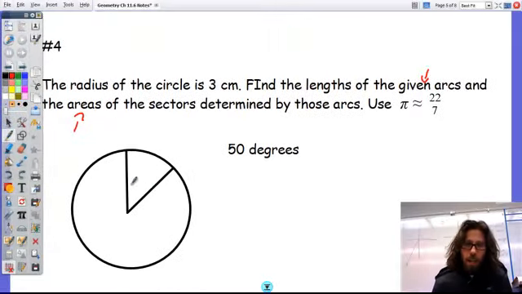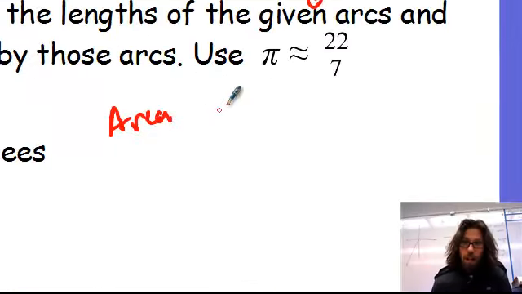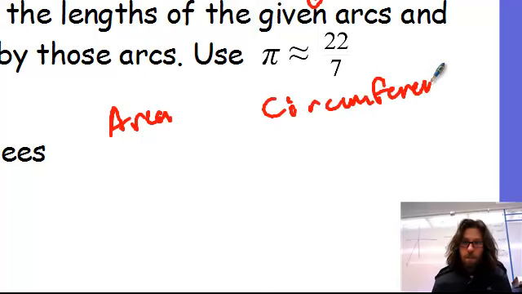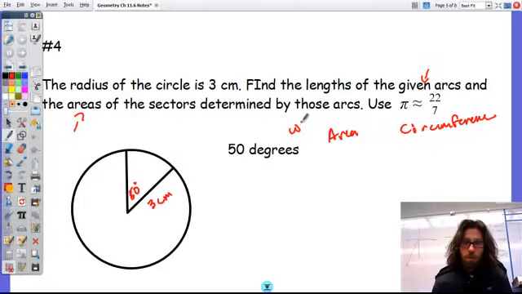So what we're going to do is, if we know that this is 50 degrees, and we know that this is 3 centimeters, hopefully you recall from the previous videos that the first thing we need to do is determine the area and circumference of our original, the whole big circle. And to do that, we're just going to use those same trusty formulas.